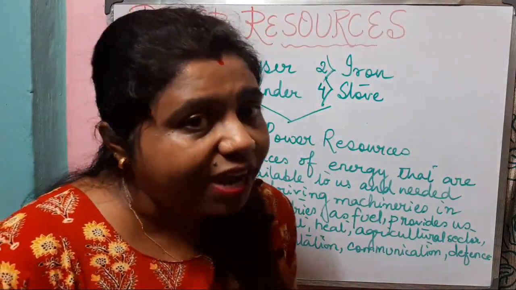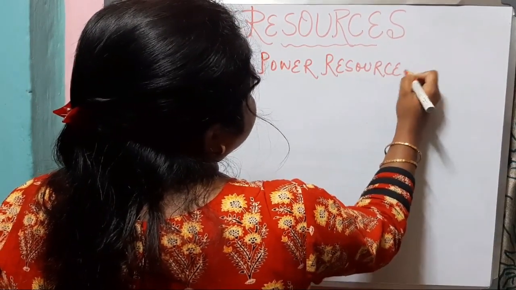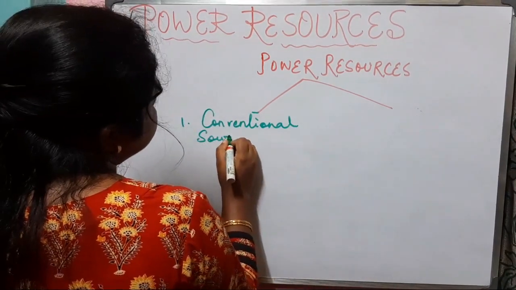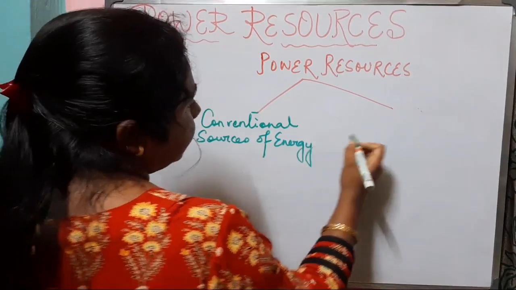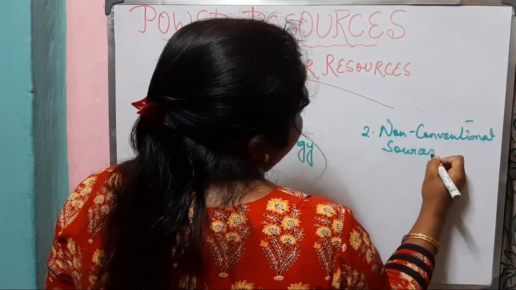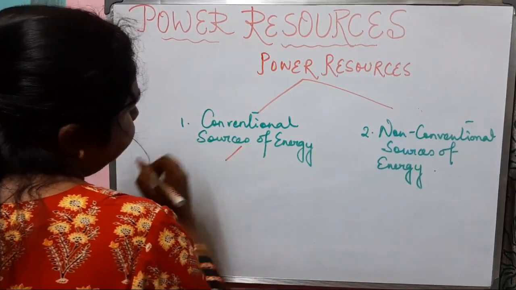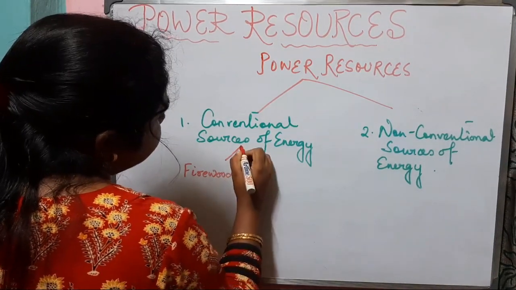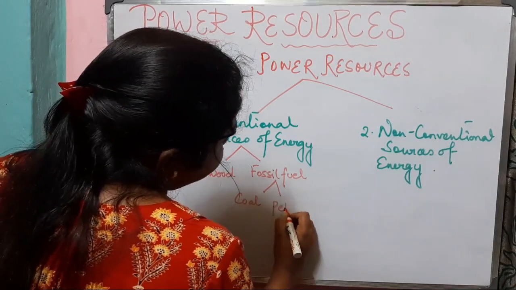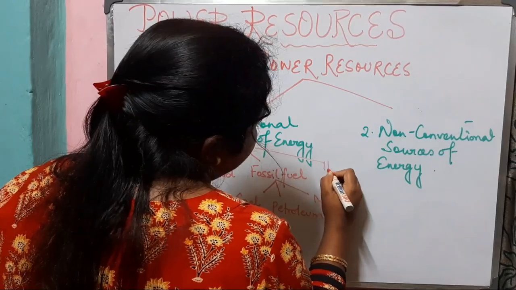Now, power resources are classified into two types. Number one, the conventional sources of energy, and number two, the non-conventional sources of energy. In conventional sources of energy, we are going to study firewood and fossil fuels. There we will study coal, petroleum, natural gas, and we will also study tidal power.